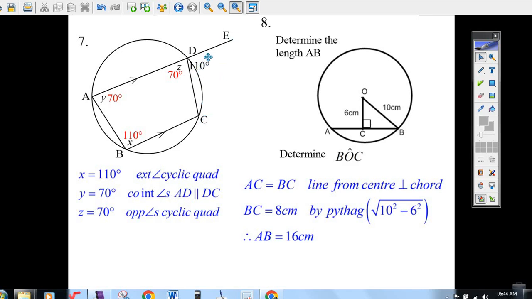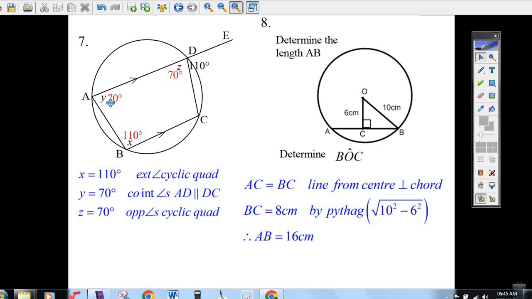And it's called the exterior angle of this cyclic quad, this four-sided quadrilateral where all the points are on the outside of a circle. Well, it turns out that the exterior angle is equal to the opposite interior angle. So X has to be 110 degrees, and you write exterior angle of a cyclic quad. And there's your X.